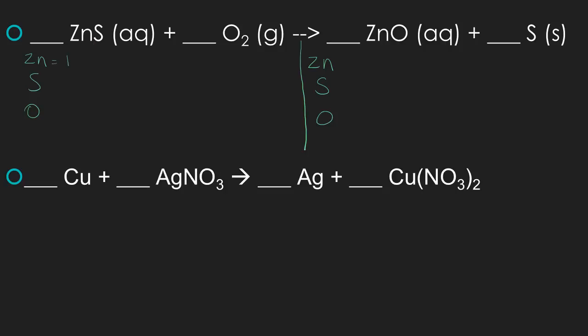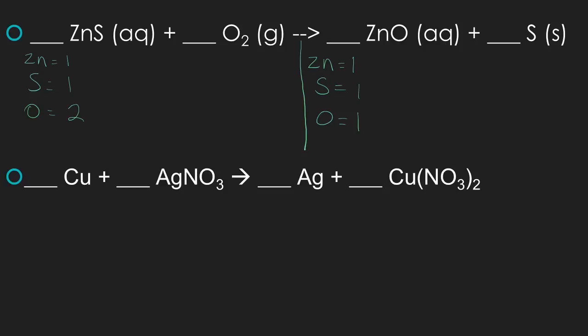Same thing for S, there is no subscript, so I assume 1. Oxygen, there's 2. On the right side, there is 1 zinc, 1 S, and 1 O. So if we look at our equation right now, the only thing that's not balanced is oxygen.